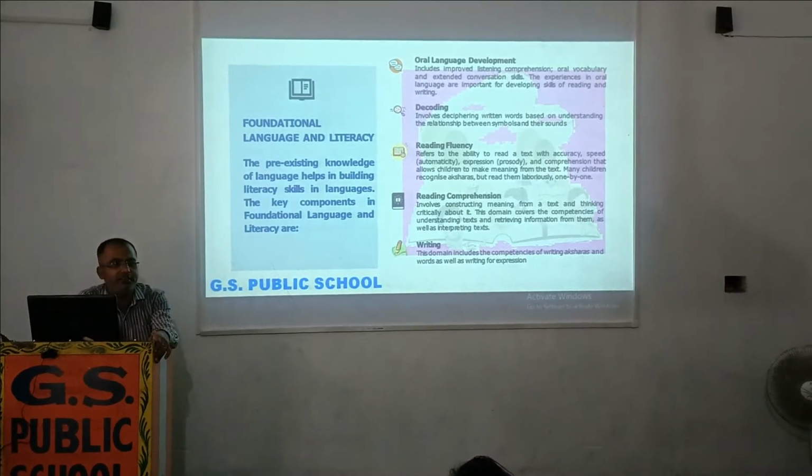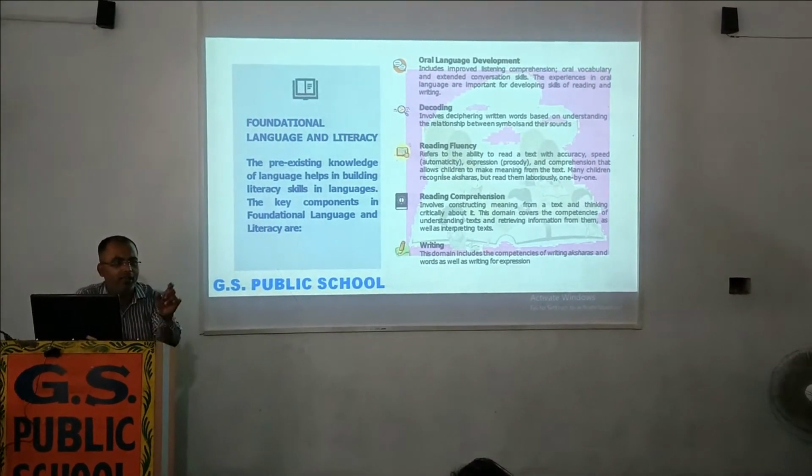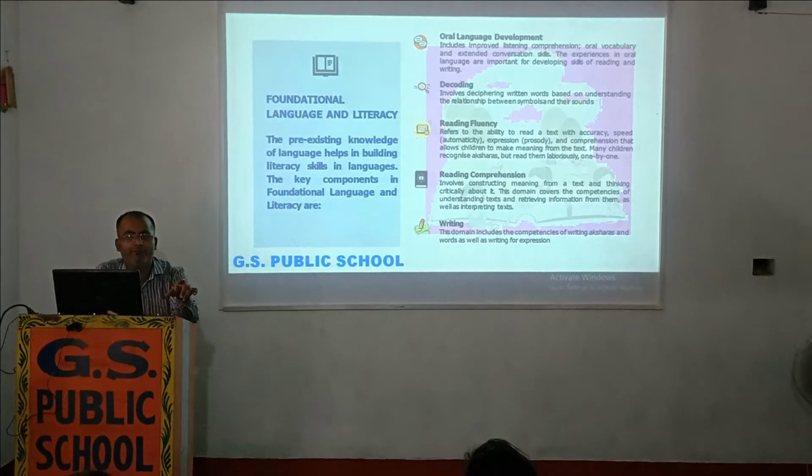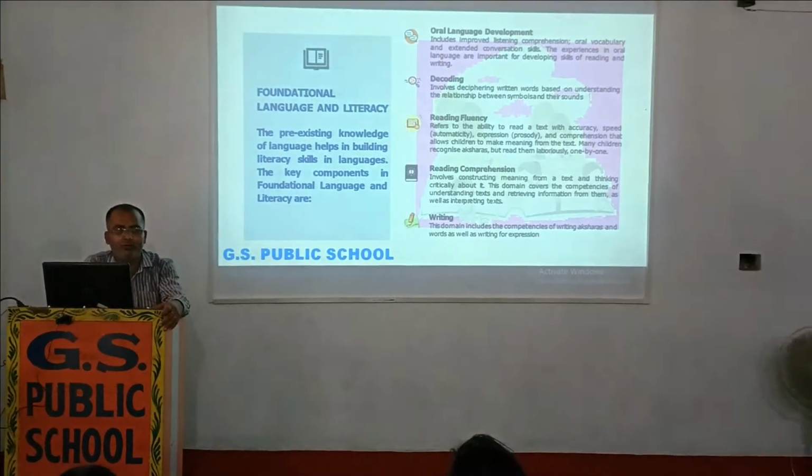Now, foundational language and literacy: two parts are there. FLN. First of all, we have to be very clear about the definition.